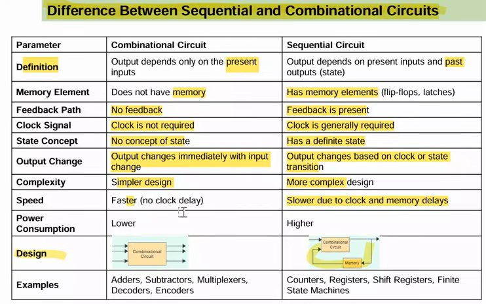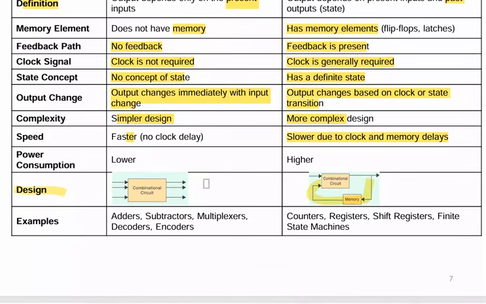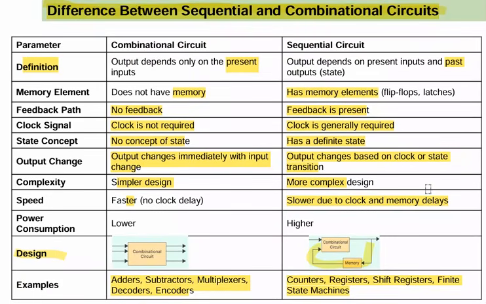And what are the examples of combinational logic circuits? Adder, subtractor, multiplexer, decoder, encoder. Whatever part we have seen in the second unit comes under the combinational logic circuit. And what are the examples of sequential circuits? Counter, shift register, FSM. The third unit and fourth unit parts come under the sequential logic circuit.